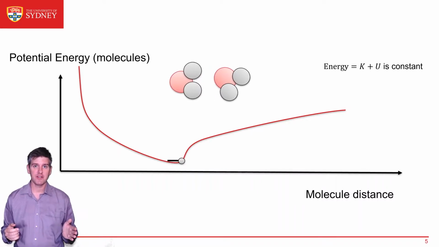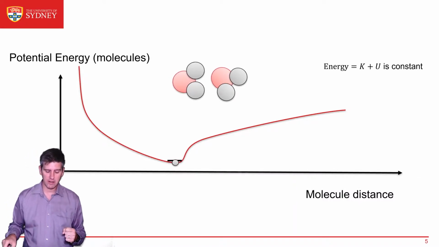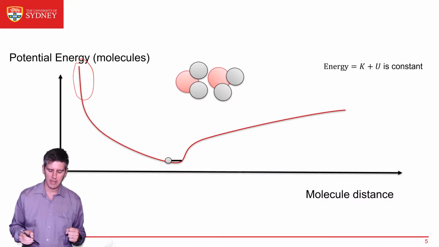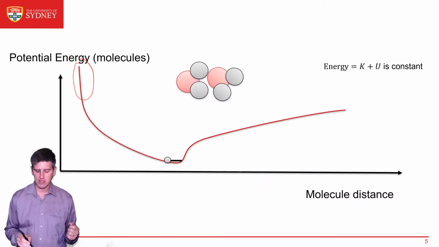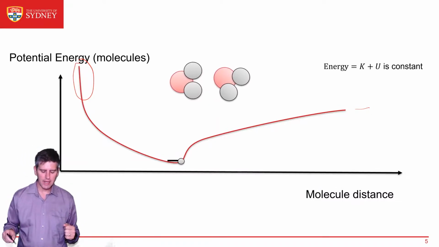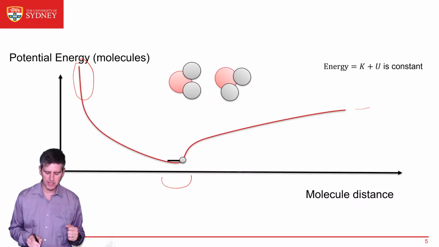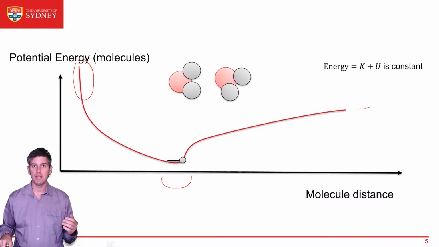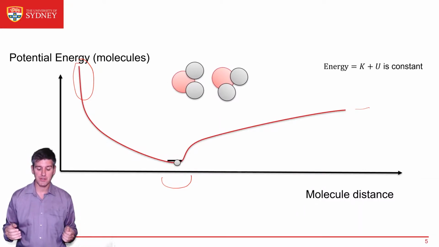It goes up very steeply when the molecules get close together. That's around here. And at large distances, it tends to some constant around here. And it doesn't go further up than that. And in between, there's this potential well, which is where the bond is, where the bond distance is.